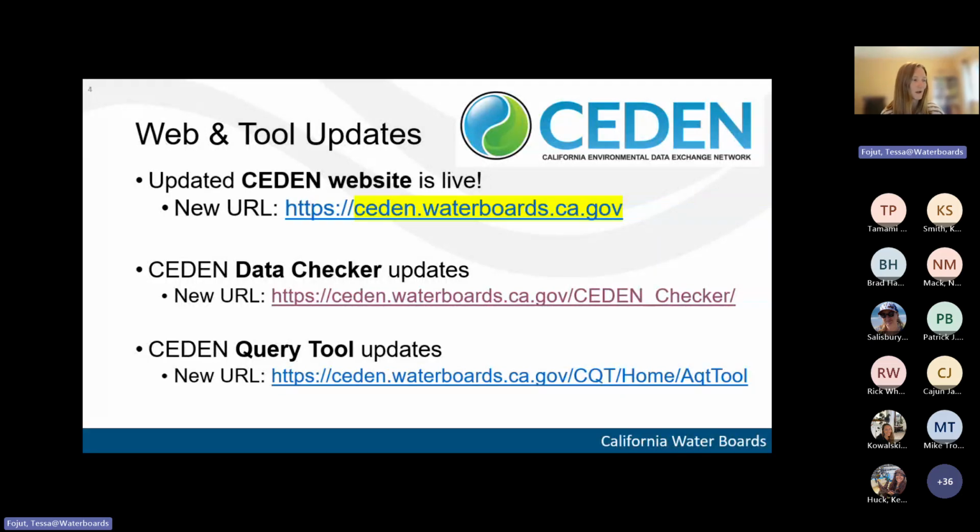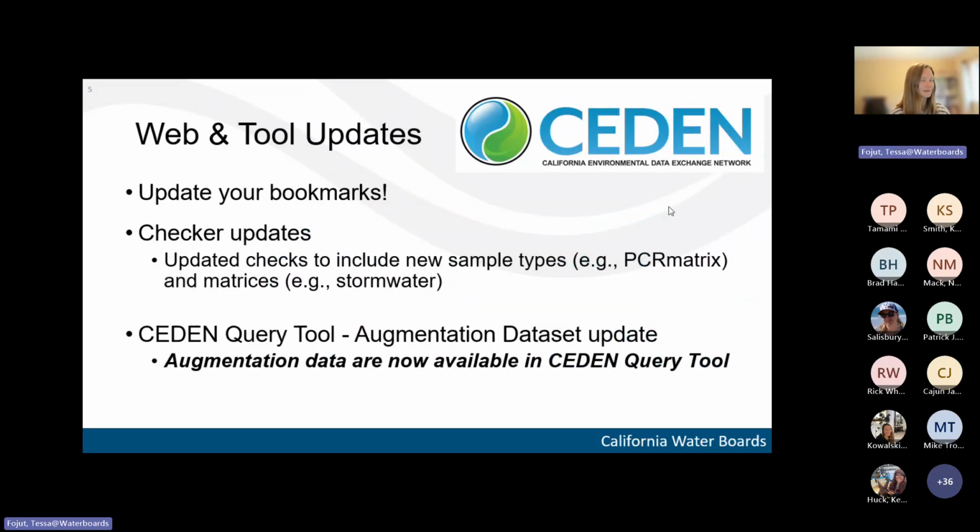And then we also did some updates to the query tool, and that also got a new URL. We used to be CEDEN.org, and now everything is CEDEN.waterboards.ca.gov. If you go to our CEDEN main page, all of these tools and things are linked there, so that would be an easy way to find these. But if anybody's got bookmarks, it's time to refresh those, to make sure you're using the current pages and tools.